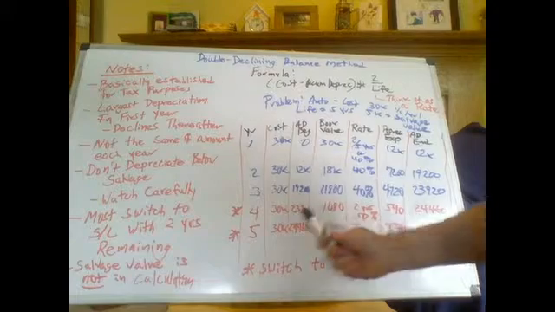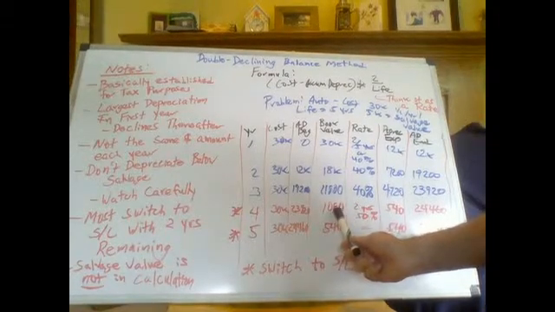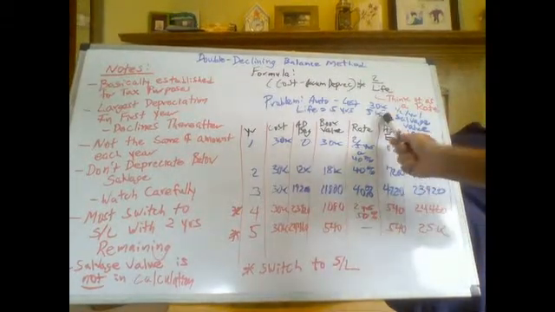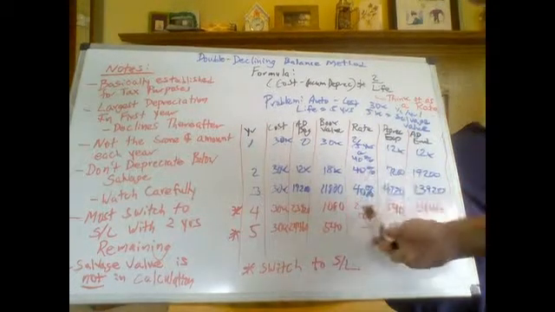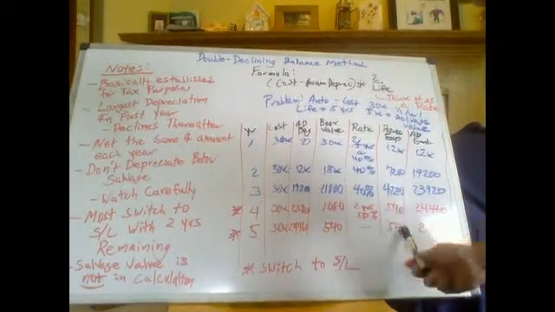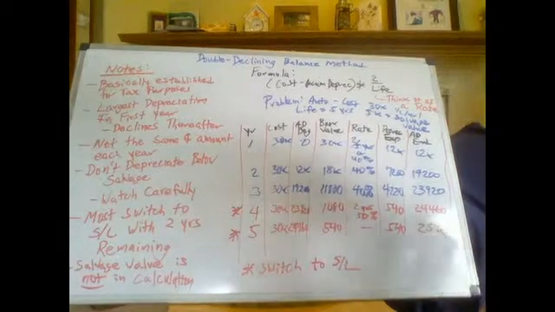That leaves us 1,080 to depreciate, 25,000 minus 23,920, is 1,080, over 2 years, or 540 each year, and we reach 25,000.